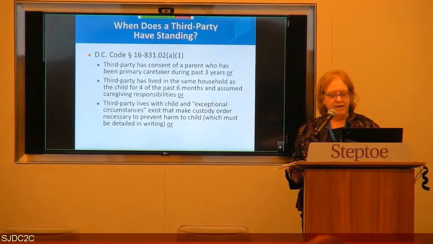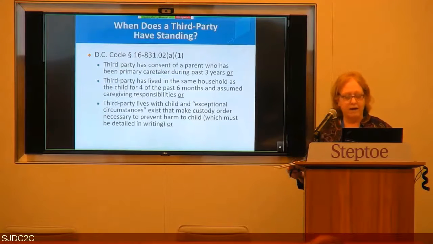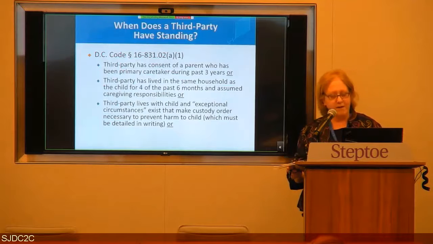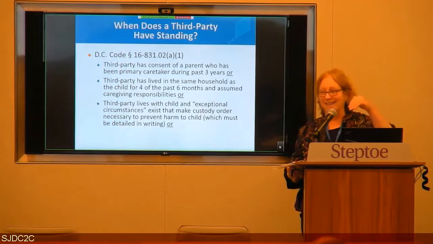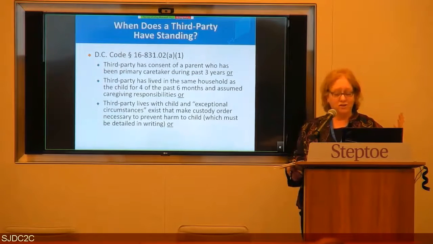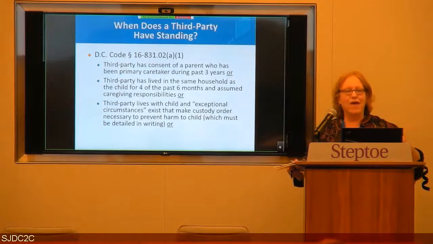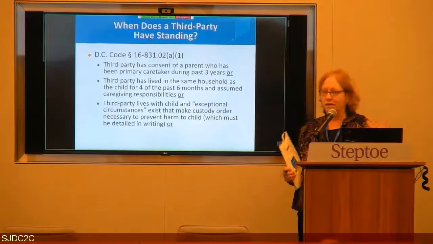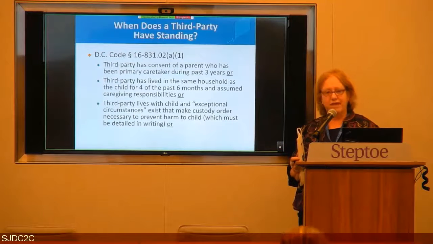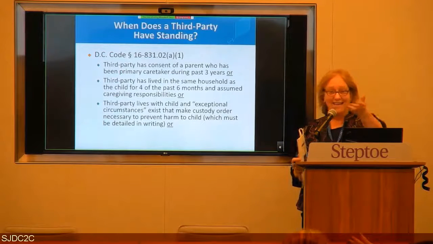And then, well, it's not really a catch-all, but the third primary basis for standing is that the third party lives with the child, lives with the child now, as on the day of filing, and there are exceptional circumstances. And I call it a catch-all because, again, you don't have to have had a prior caregiving relationship, but you do have to have the child with you today.